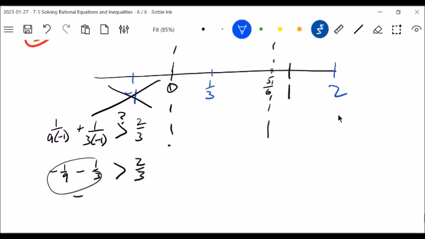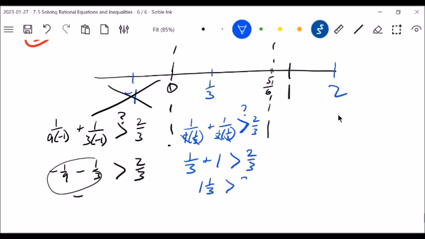Now let's do it with the 1/3. So 1 over 9 times 1/3 plus 1 over 3 times 1/3. Is that greater than 2/3? Well, 3 goes into 9 3 times, so I get 1 over 3 here. 3 goes into 3 once, so I get plus 1, greater than 2/3. Well, this side is 1 1/3, and that is definitely greater than 2/3. So this side is good. Well, it's not the 1/3 that's good. It's just that this entire part here is now an acceptable answer between here and here.